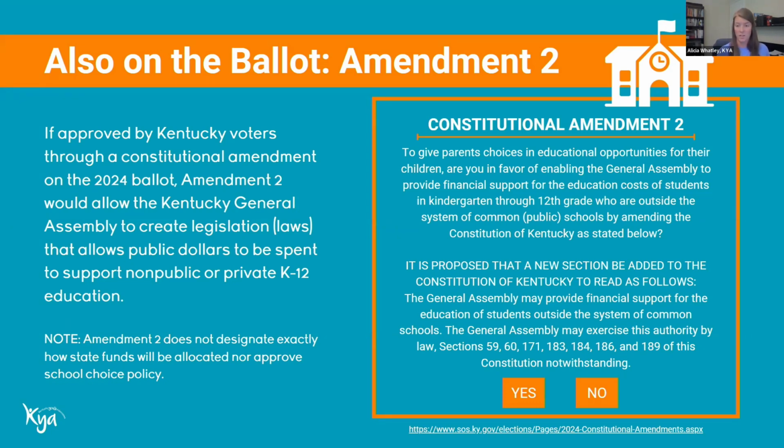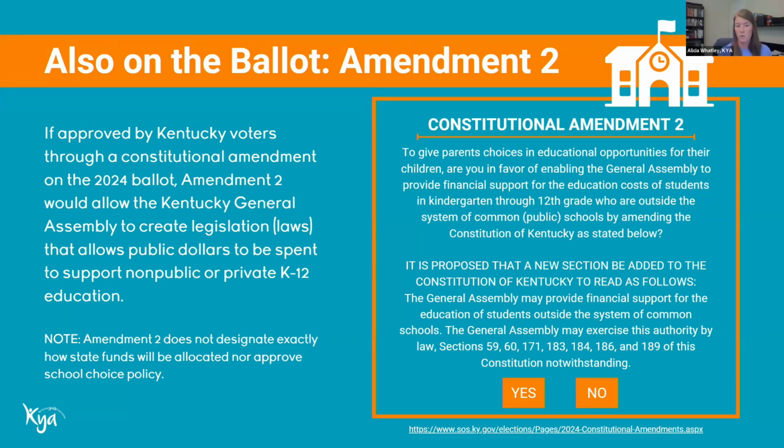This does not change anything related to the current budget or a future budget. It just allows dollars to be considered to be spent in different ways. So in the future, if this were to pass, our legislators would have the option to decide to spend those dollars on non-public or private schools. So it does not allocate any money at this point, and it does not change any policy in the state as it relates to school choice.